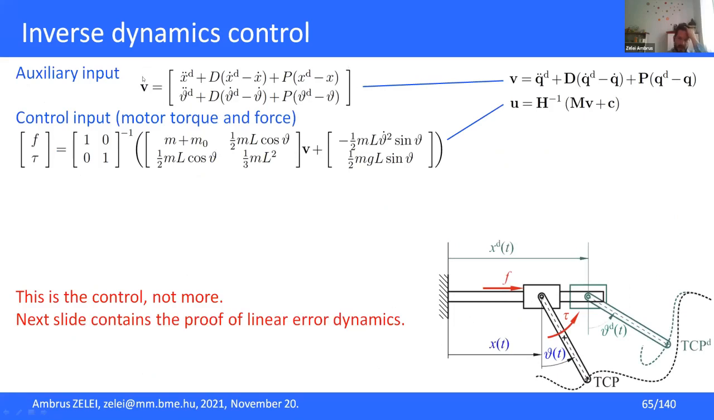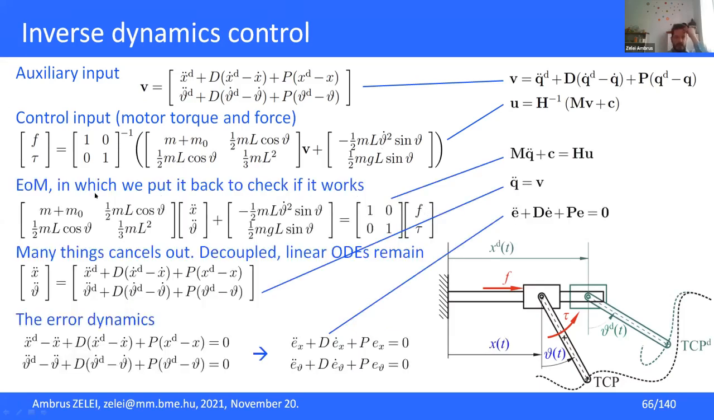So here, the auxiliary input, which is defined here, is very simple. This is the desired acceleration for the x and theta. And also there are some terms which are related to the error in x and theta direction and in the velocity error. So this is v, and we put it here into the equation of motion. So this is the general form. So we flip the equation and u is calculated. So this is the general form and everything is put here. So if I want to control this with inverse dynamics control, these are the 2 equations that I have to maintain and nothing else.